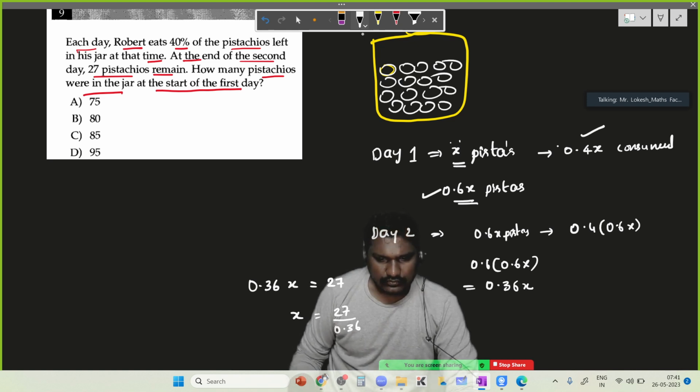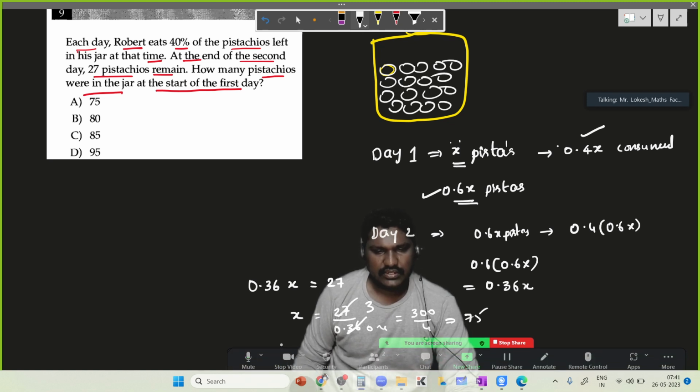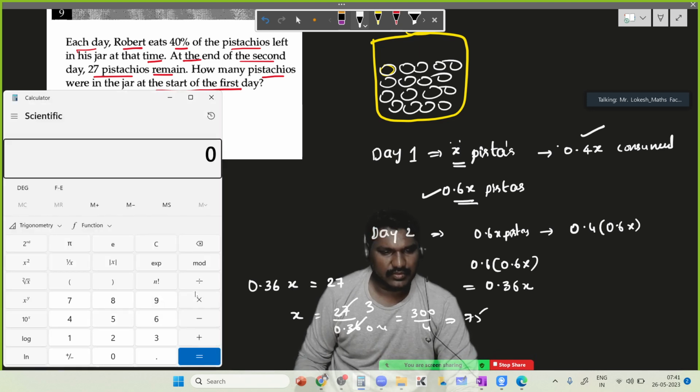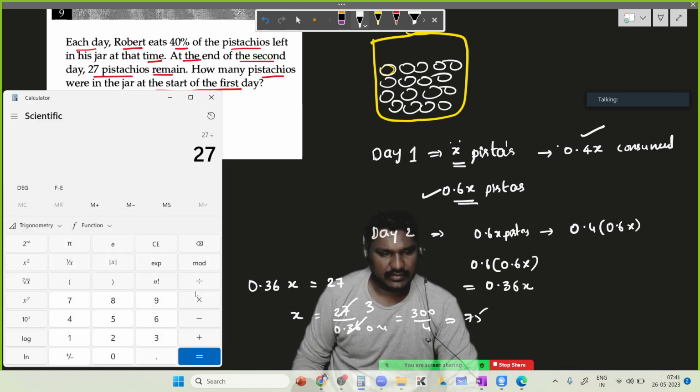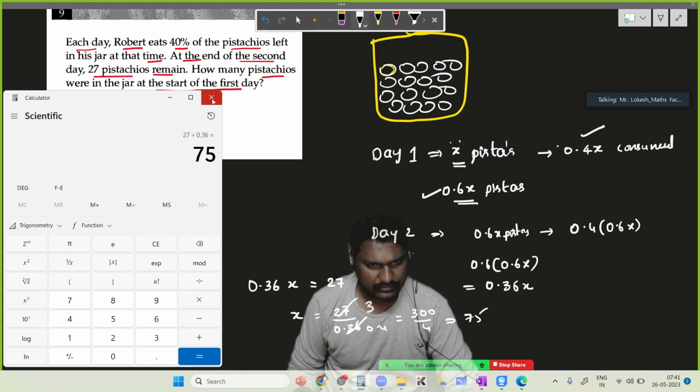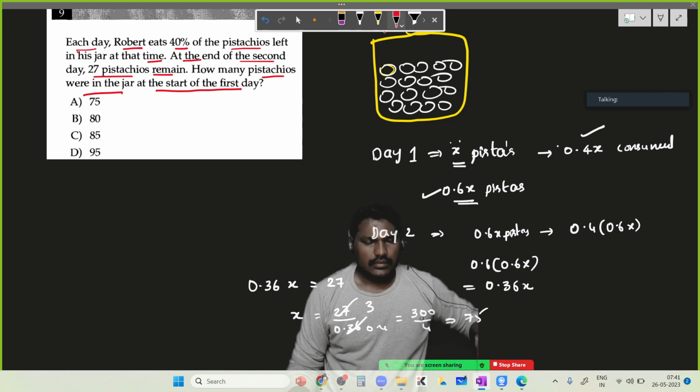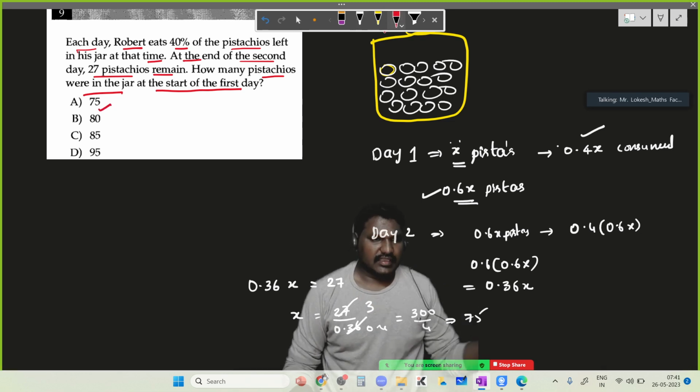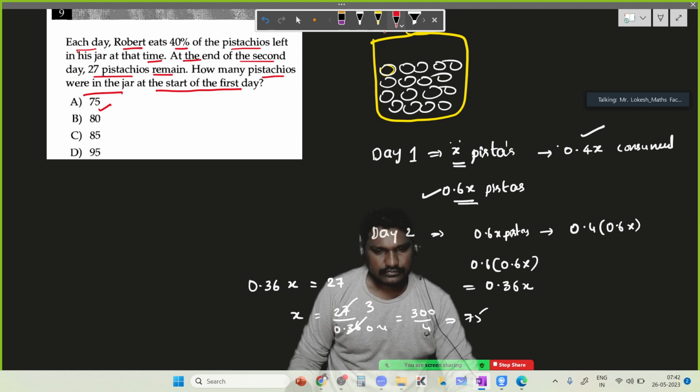We can do this with the help of the normal table: 9, 3s are 9, 0.4s are. So it would be 3 into 100 by 4, approximately 75, or else we can directly use a calculator. 27 divided by 0.36, so 75 is the answer. So 75 is the exact answer. So like that we can do.